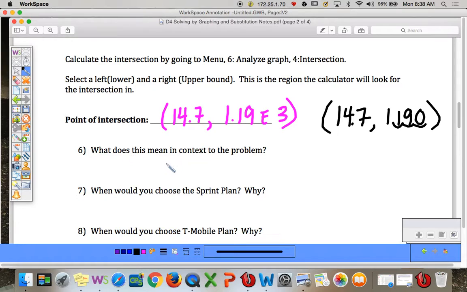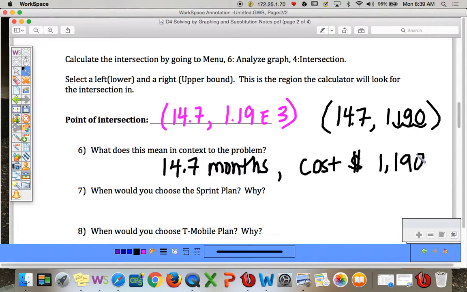In context of the problem, it means at 14.7 months, again, this is time here, x is number of months, the plans cost the same, and the cost for both plans is $1,190. So that's that point of intersection, what that means.